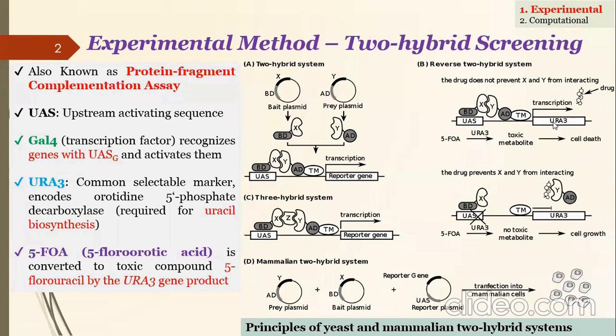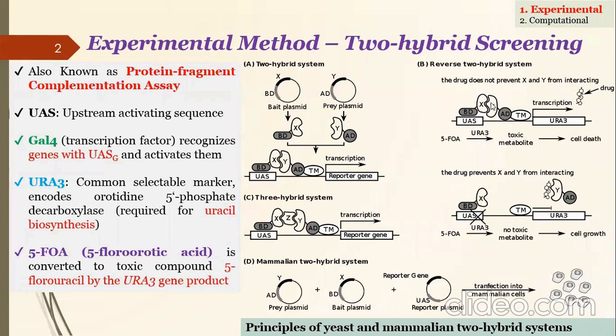URA3 encodes this enzyme. Now, what will the synthesis of this enzyme do? When this enzyme is there, and if the chemical 5-fluoroorotic acid is there, URA3 will convert that into a toxic metabolite, and that will give rise to cell death. So if we use this drug, we want to know whether the drug is working or not.